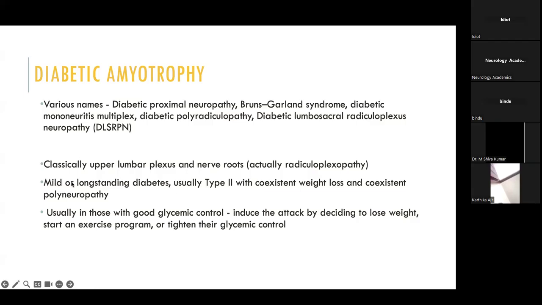At-risk individuals have mild and long-standing diabetes, mainly type 2, with good glycemic control. This attack is induced when the patient is trying to lose weight, starting an exercise program, and tightening their glycemic control. So here you have to observe that usually it is in those with good glycemic control that this is more common.